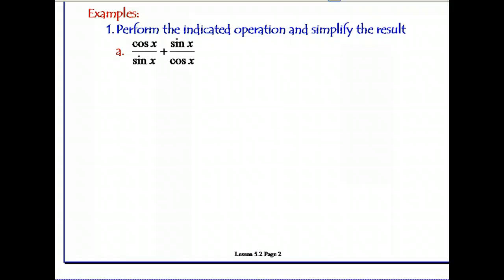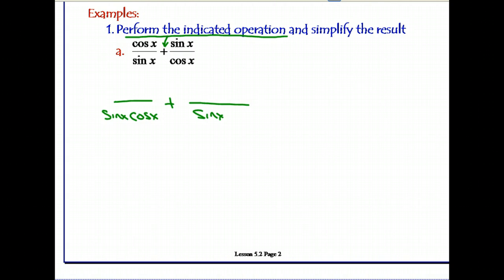Okay, there's going to be all sorts of problems on the homework, different variations. One type of problem is going to say something like this: perform the indicated operation, and then simplify. Well, here in this problem, the indicated operation is adding. And again, good practice. Do you know how to add fractions? Sure. Get a common denominator. So we've got a sine, we've got a cosine. So our common denominator has to be both sine and cosine.